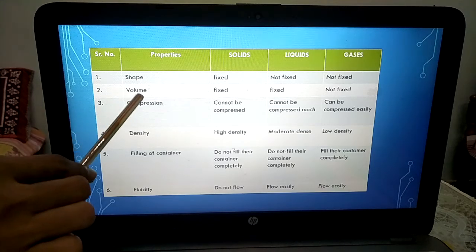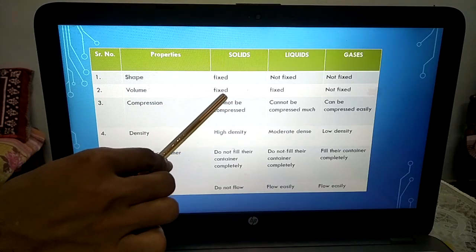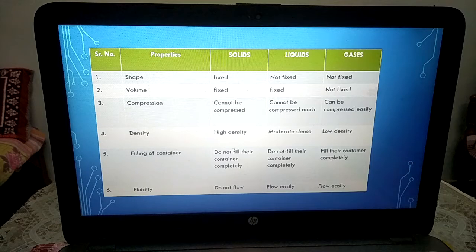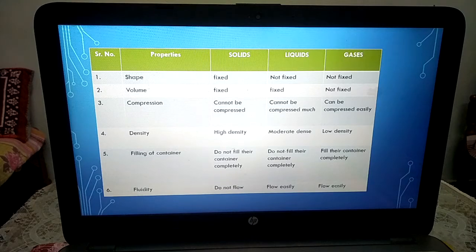Now comparing the volume, solids have a fixed volume, as we have seen the brick has a fixed volume. Liquids also have a fixed volume. How? When you are pouring the liquid in a container, in a glass or in a beaker, it acquires the volume of that container or beaker or any utensil. But gases do not have a fixed volume.